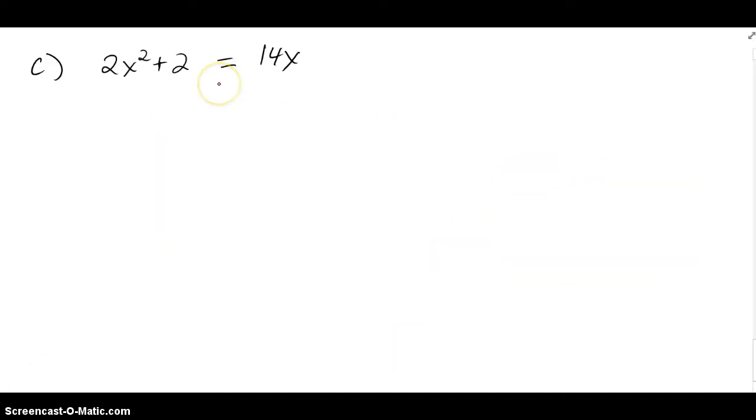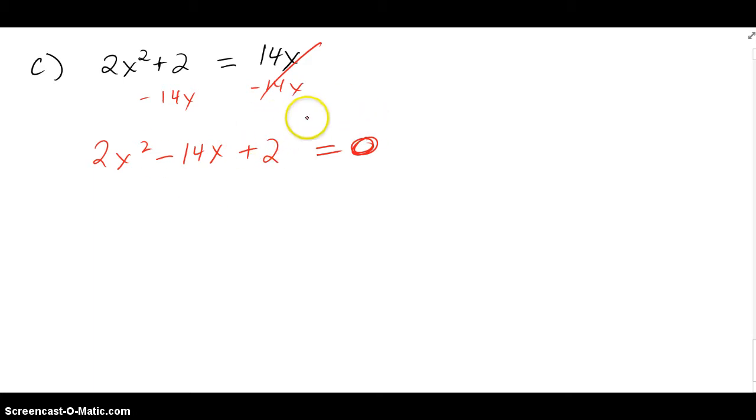Again, let's solve by completing the square. So I got to get it in standard form first. That's going to be 2x squared minus 14x plus 2 equals 0. They are all divisible by 2. I'll take care of that in a second. Actually, I need to move the constant first. So let me move the constant to the other side. You don't have to move it first, but you'll probably make less mistakes if you do that. I've seen less mistakes that way.